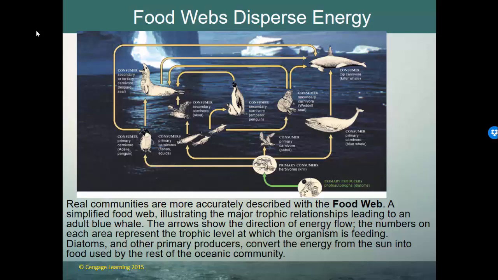Diatoms and other primary producers convert the energy from the sun into food used by the rest of the oceanic community. So you have the primary producers, the photoautotrophs, the diatoms. They're taking sunlight and turning it into carbohydrates. And then your zooplankton, such as your primary consumers, your herbivores, they eat plants, and then primary consumers eat those herbivores, and then secondary consumers, and so on and so on.